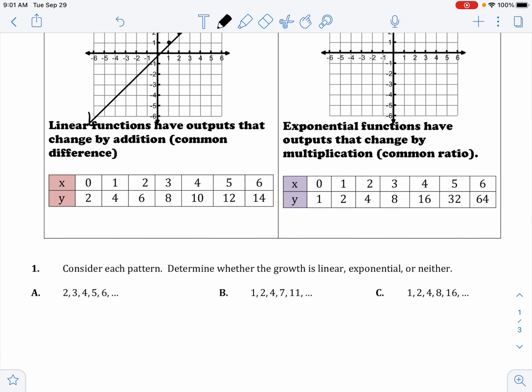Okay. Linear functions have outputs that change by addition. So there is a common difference. So if you look at your x values, notice they're going up by 1: 0, 1, 2, 3, 4, 5, 6. But then if you look at the y values, this is going by plus 2, plus 2, plus 2, so on and so forth. So this is by adding 2. Therefore, it is linear. So if you get your next term by constantly adding the same amount, then it's linear.